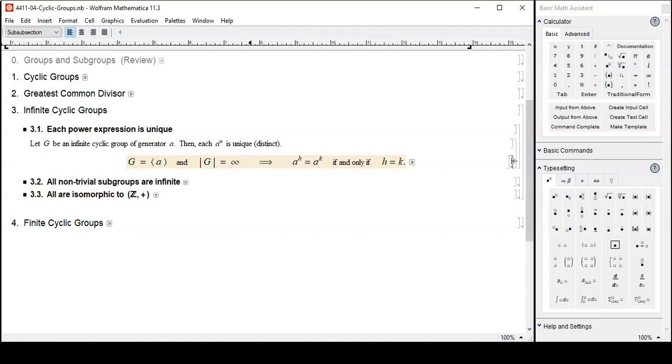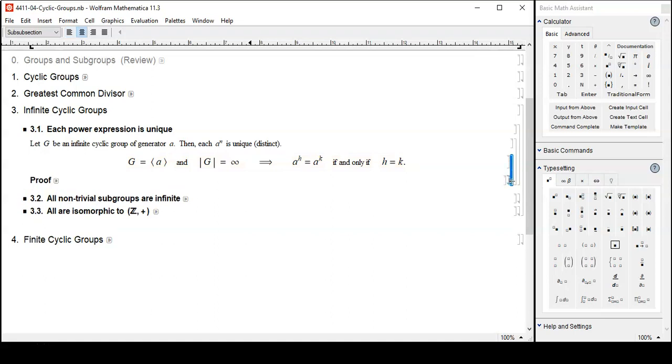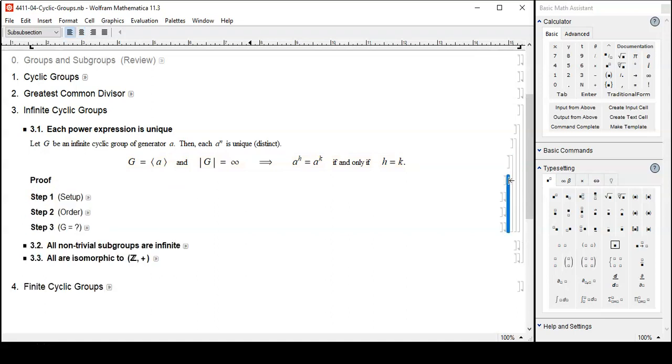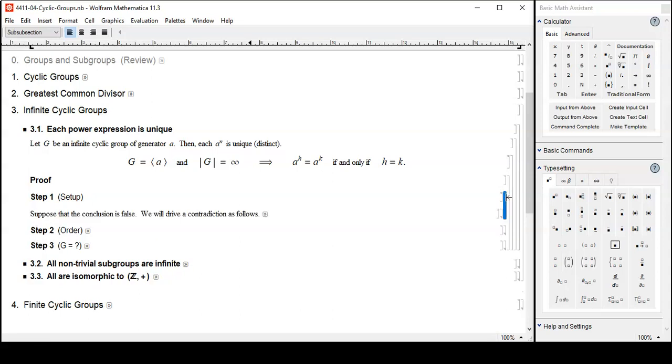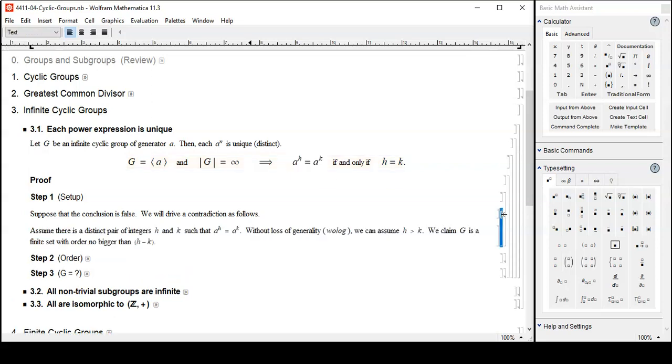Okay, how do we prove that? First, we're going to set up a proof by contradiction. Suppose that the conclusion is false. That is, we have a distinct pair of integers, h and k, so that the powers are the same. So a to the h power and a to the k power are the same, but h and k are different. Without loss of generality, we can assume h is greater. If the other way around, we can just rename it. And consequently, h minus k is strictly positive.